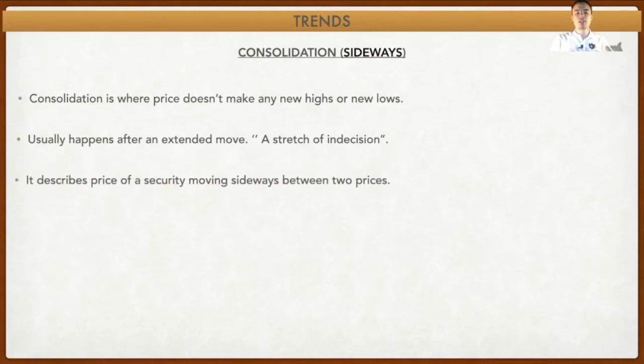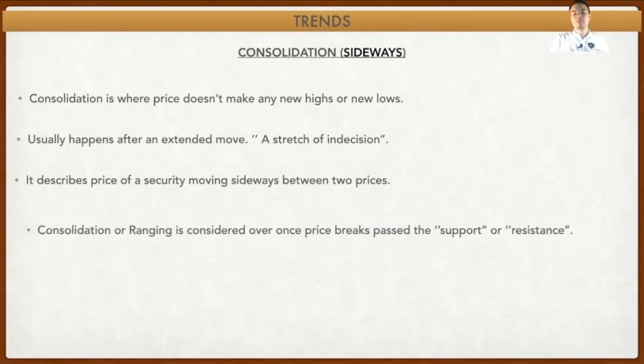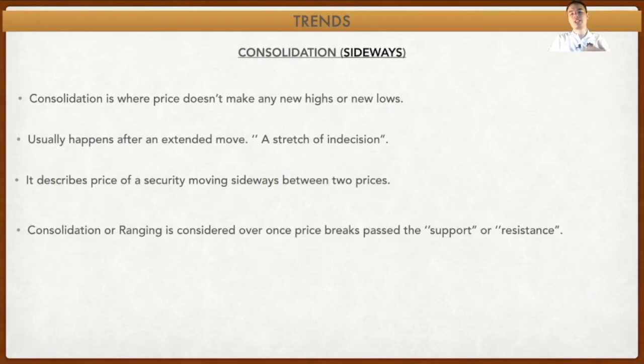It describes the price of a security moving sideways between two prices, two levels, two areas. Remember, it's not specifically a level, it's two areas of price. Consolidation or ranging is considered over once price breaks past the support and the resistance it makes. Because remember, once it's moving between two levels, the top level is resistance, the bottom level is support. As soon as one of those is broken, the consolidation is considered over.